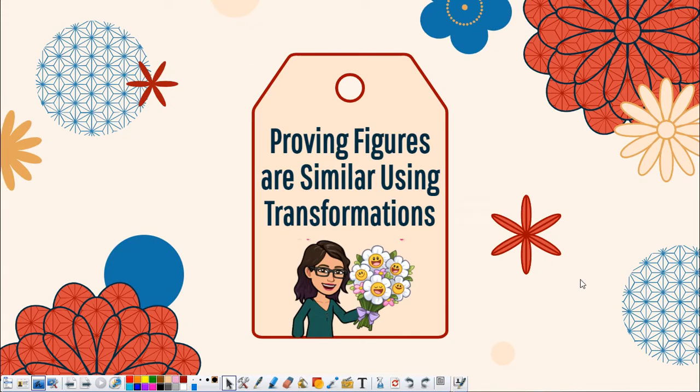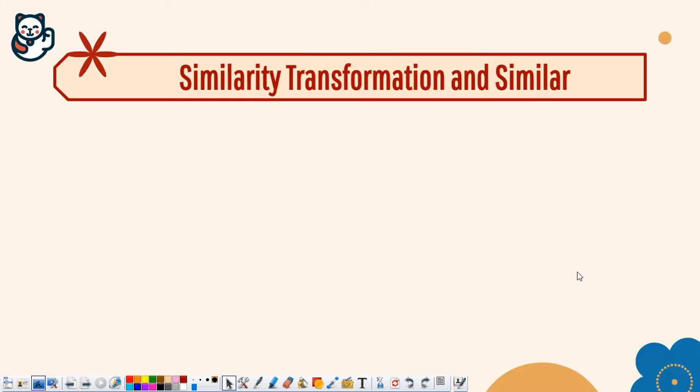Welcome to Proving Figures Are Similar Using Transformations. Let's talk about our first word, similarity transformation.